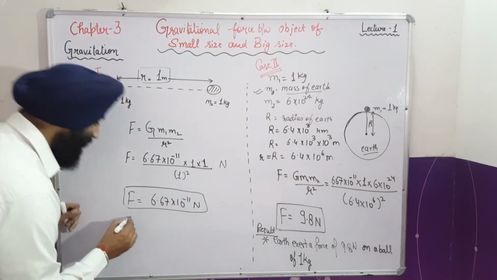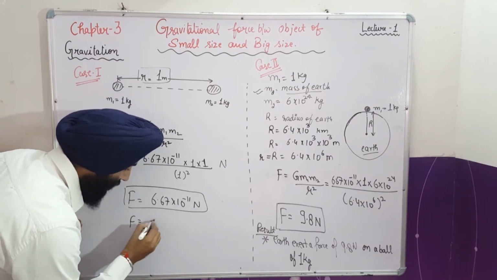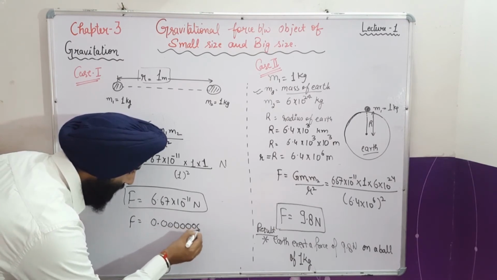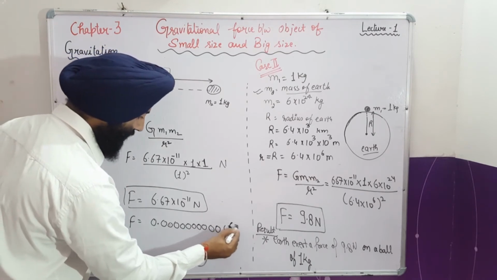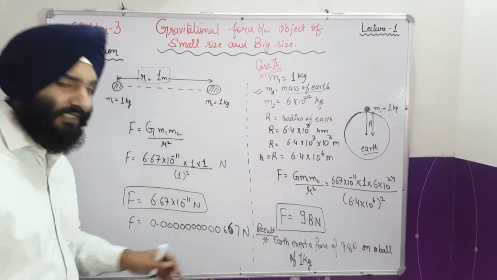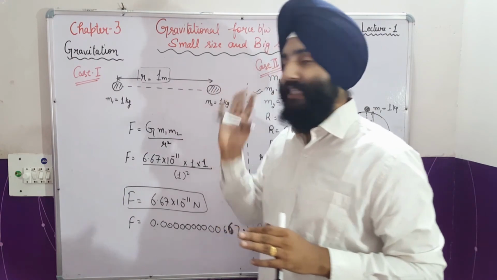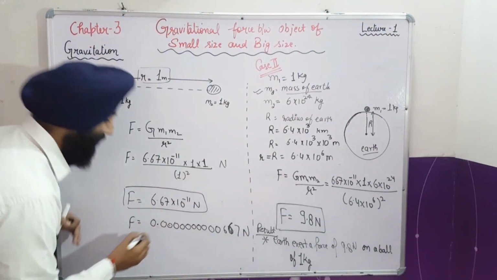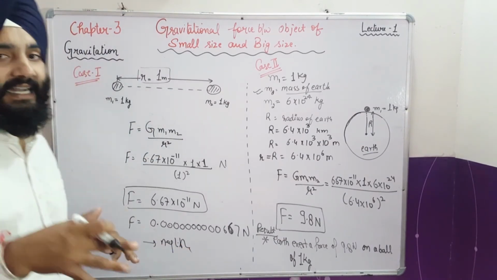If it is not clear, we can write this force as 0.0000... followed by 6 6 7. So this much Newton. It means it is a very small force. So if we have two small objects, the value of gravitational force between these two objects tends to be negligible. Okay. So we can neglect the value of force.